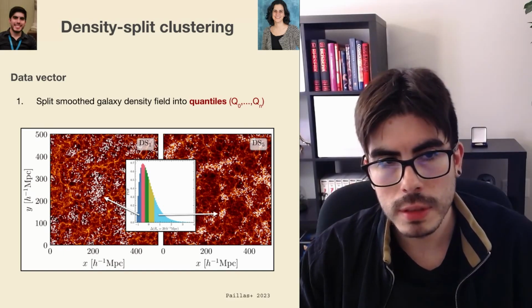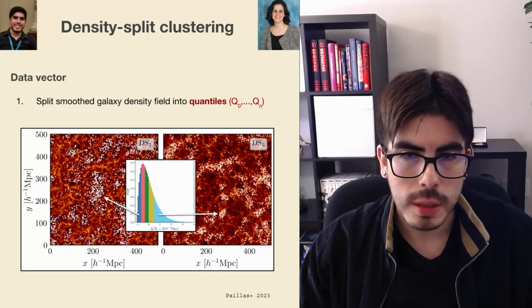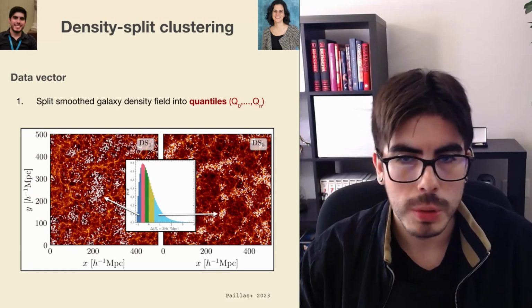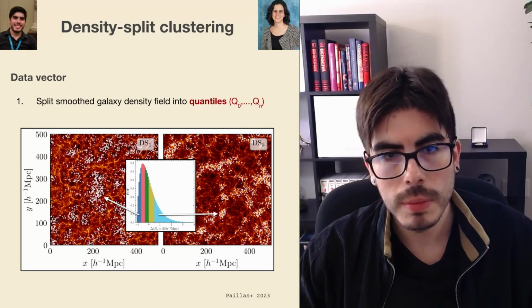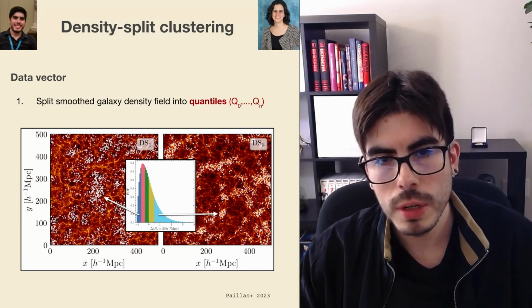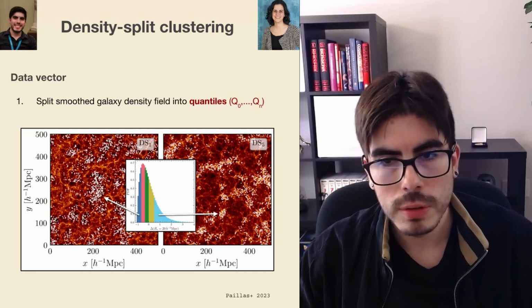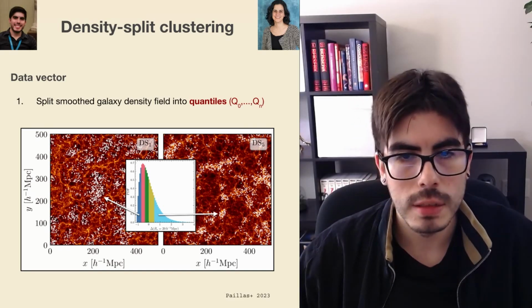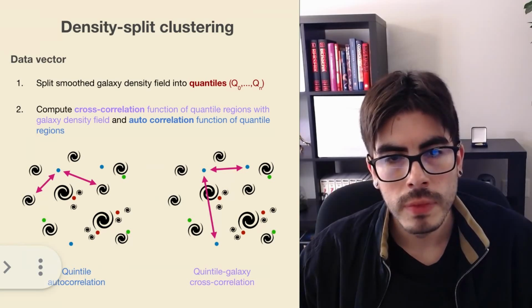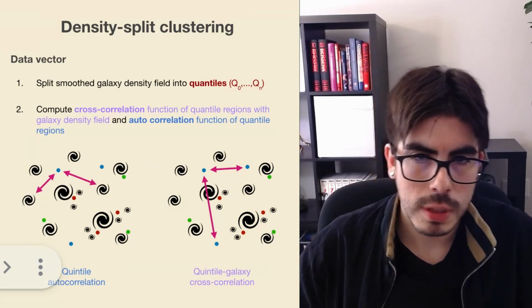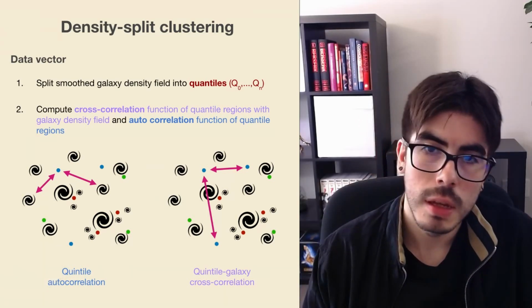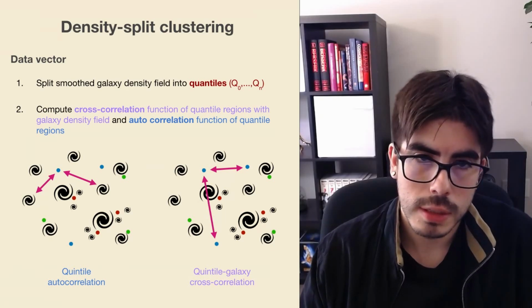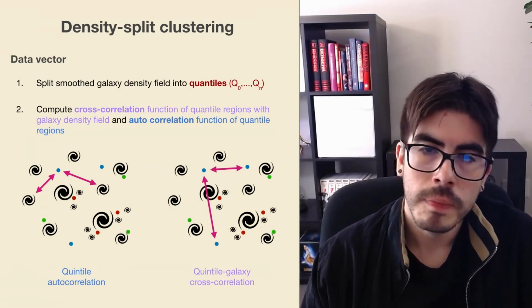So for instance, from this figure, we can see how the first quintile, shown on the left, is probing low density environments in the large scale structure akin to cosmic voids, whereas the last quintile on the right is probing high density regions akin to clusters of galaxies. Once the query points have been split by density, we can then calculate clustering statistics for each of them separately.